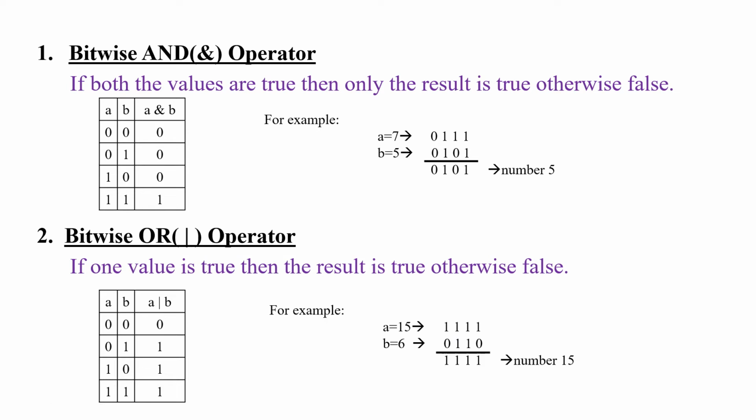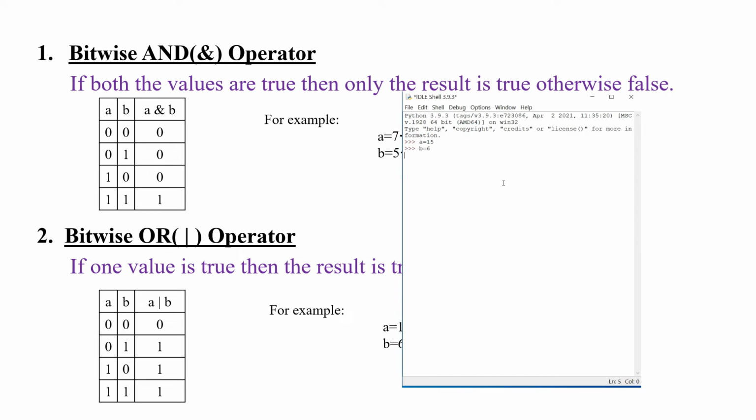For example, if I take A equal to 15, B equal to 6. The binary form of value A is 1111, and the binary form of value B is 0110. If we perform the bitwise OR operator for these variables A and B, we'll get the output 1111. This 1111 is the binary form of number 15. So we'll get the output as 15. We'll see it in the Python IDE. A is equal to 15. B is equal to 6. Print A or B. We'll get the output as 15.